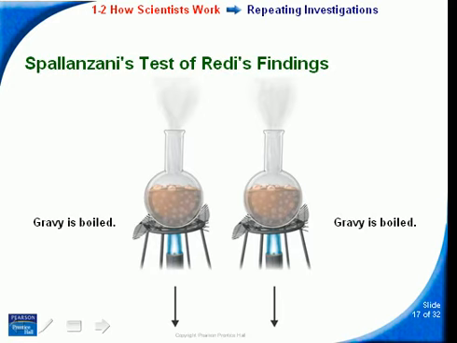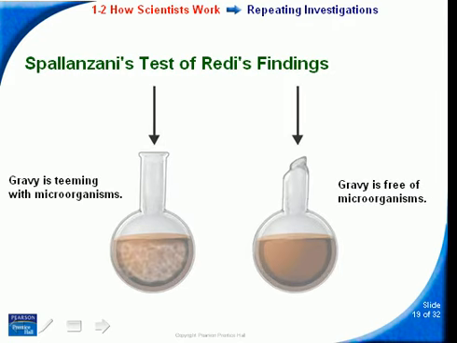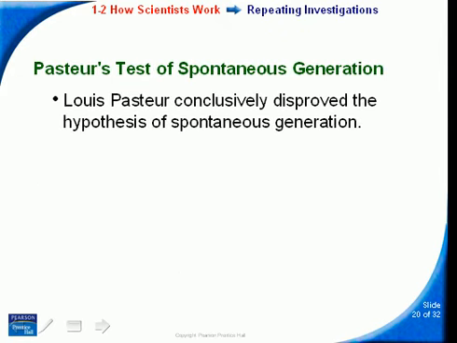If you notice, he used 2 flasks, and he left one flask open, and then he sealed the second flask and compared those results. And now you can see that the one that was open was teeming with microorganisms. The one that was boiled and sealed was free of microorganisms. So he refuted Needham's findings.